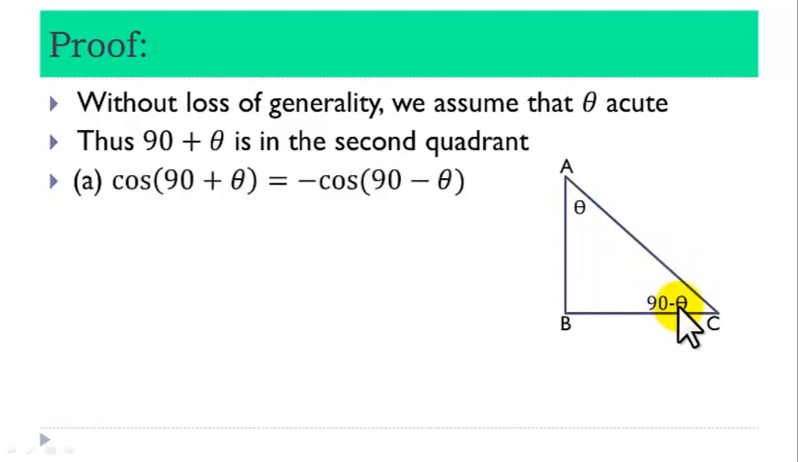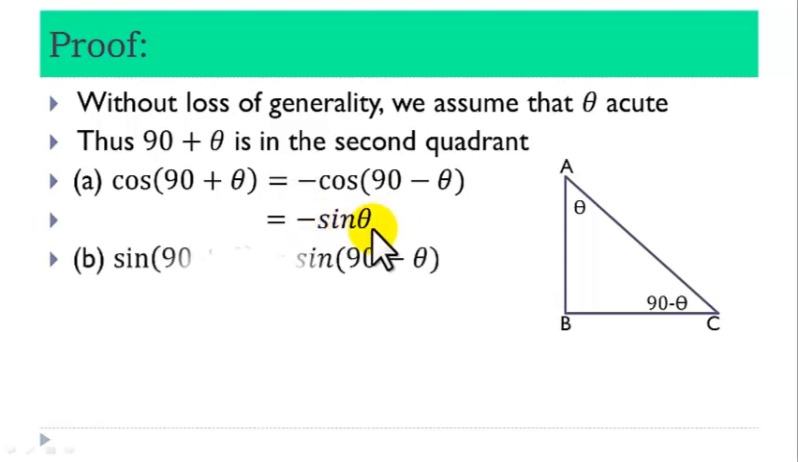A. Cos(90 plus theta) is equal to minus cos(90 minus theta), since 90 plus theta is in the second quadrant, and we know that cos is negative in that quadrant. To find the trig ratio for the angle in the second quadrant, we have to subtract the given angle from 180. So 180 minus (90 plus theta) is 90 minus theta. But in this triangle, cos(90 minus theta) is equal to sin theta. So this will therefore give us minus sin theta.